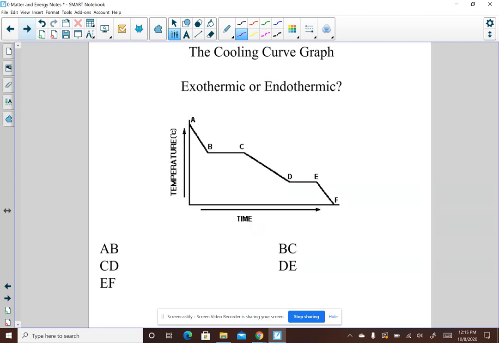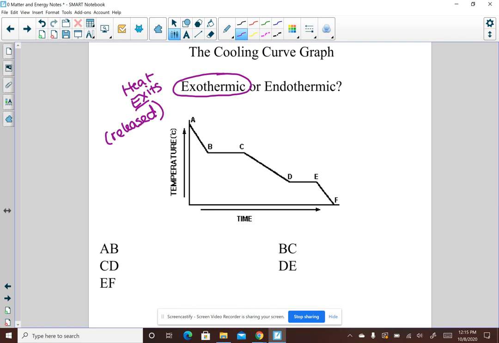As time goes by, we see that temperature is decreasing because these are exothermic changes. Exothermic means heat is exiting the substance. But the word that you're going to see used more often is released. Heat's being released. Okay, so now guys, we're going backwards.